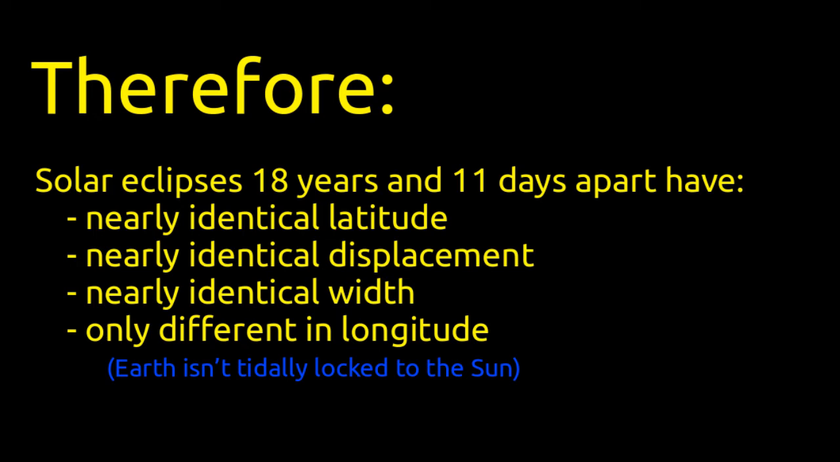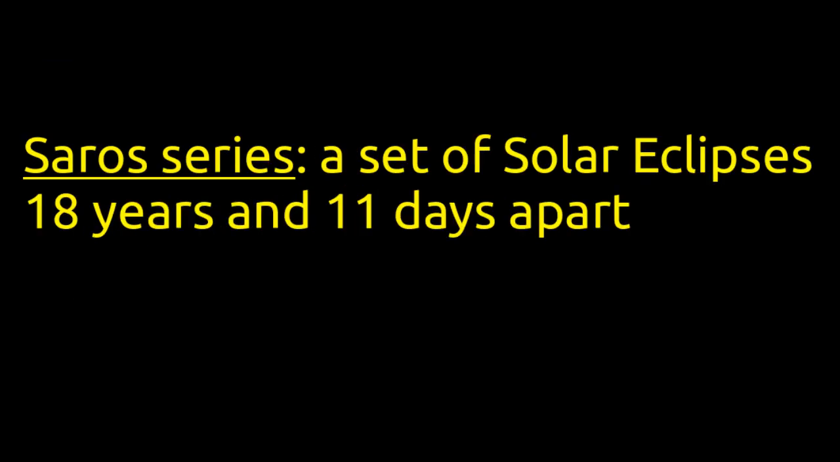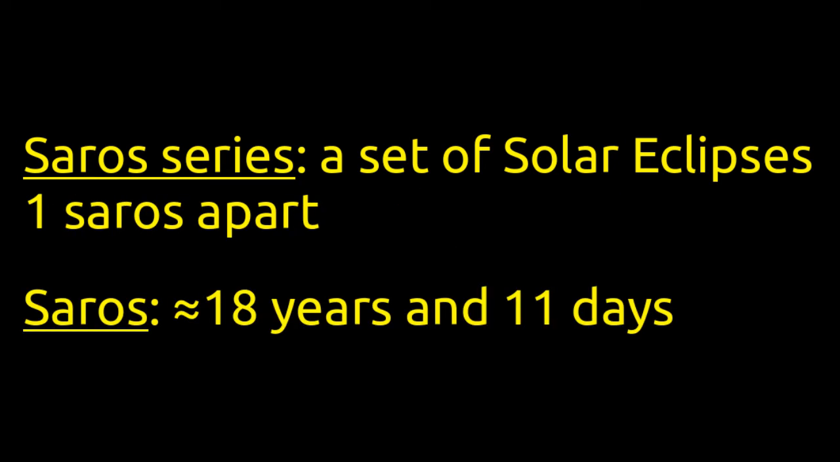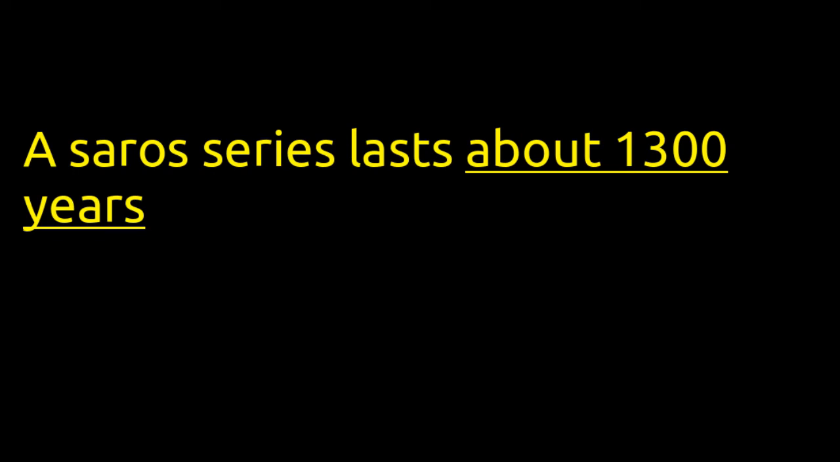The set of eclipses 18 years and 11 days apart is known as a Saros Series, and the period of time 18 years and 11 days itself is known as a Saros. Over the course of about 1,300 years, a Saros series produces first partial eclipses, then total, hybrid or annular eclipses, peaking at some point and then retreating, eventually back to partial eclipses again, all spaced one Saros apart.